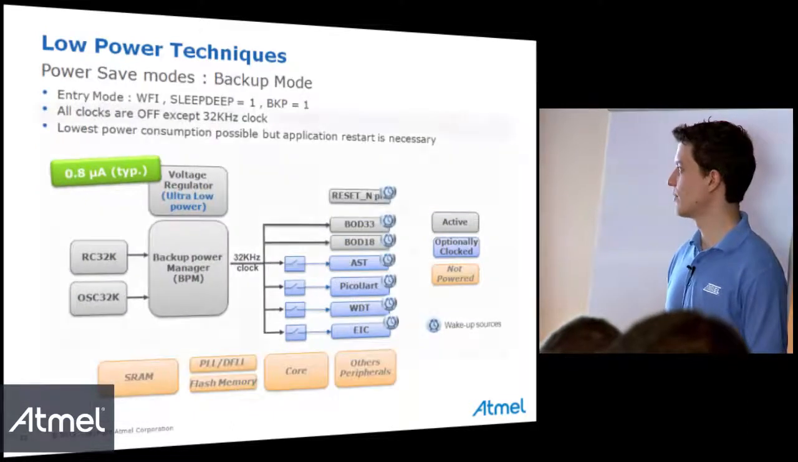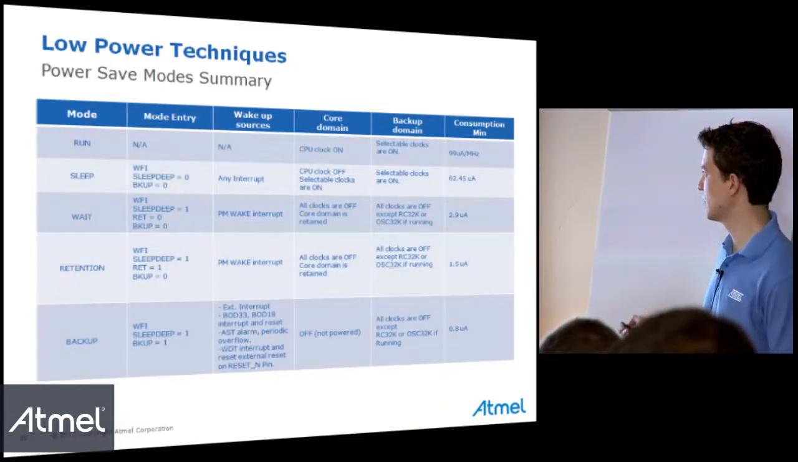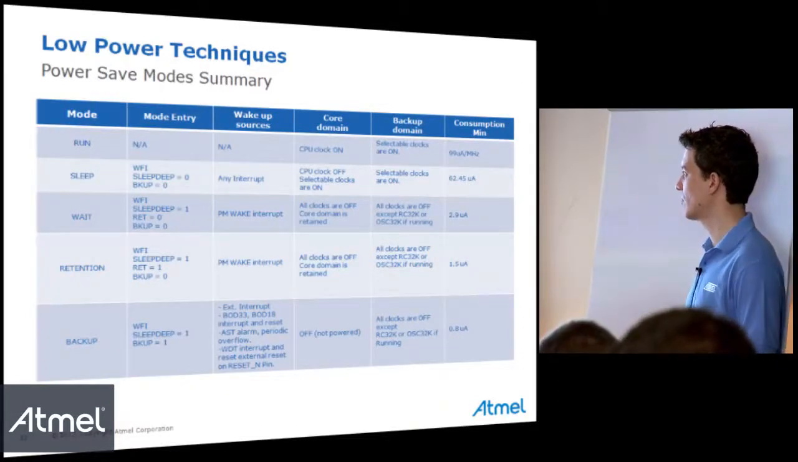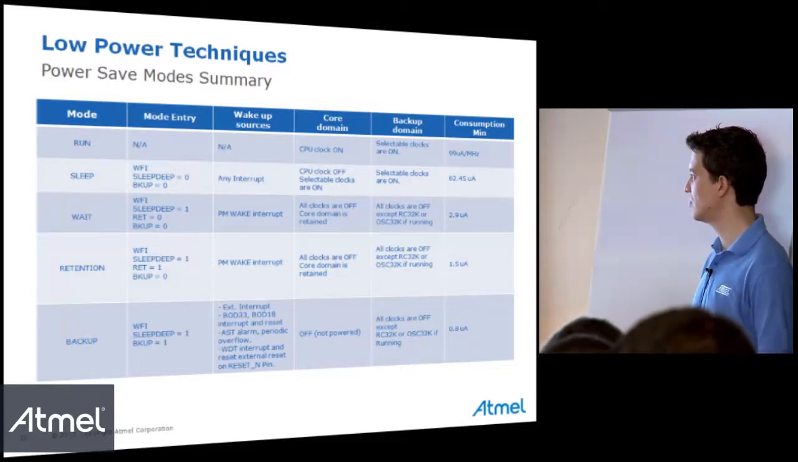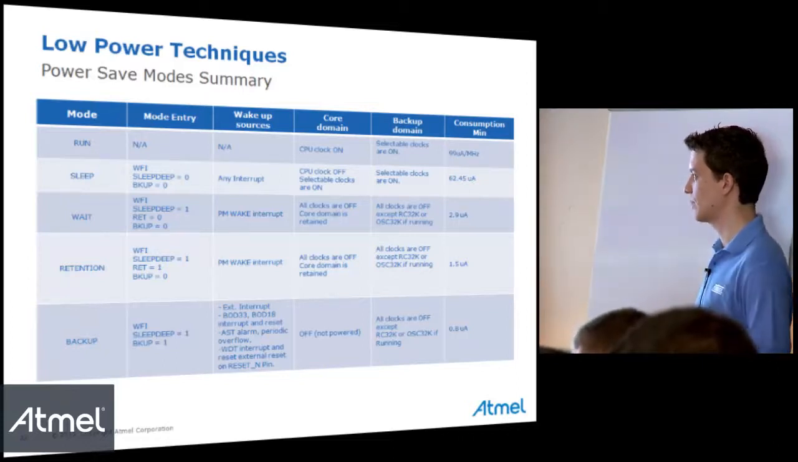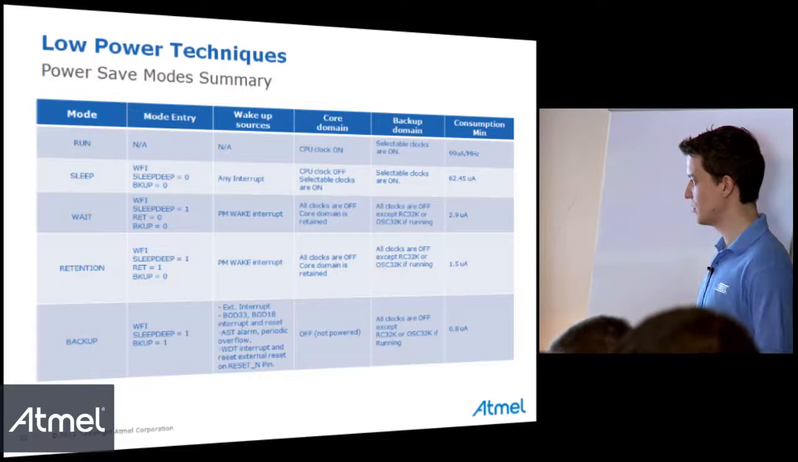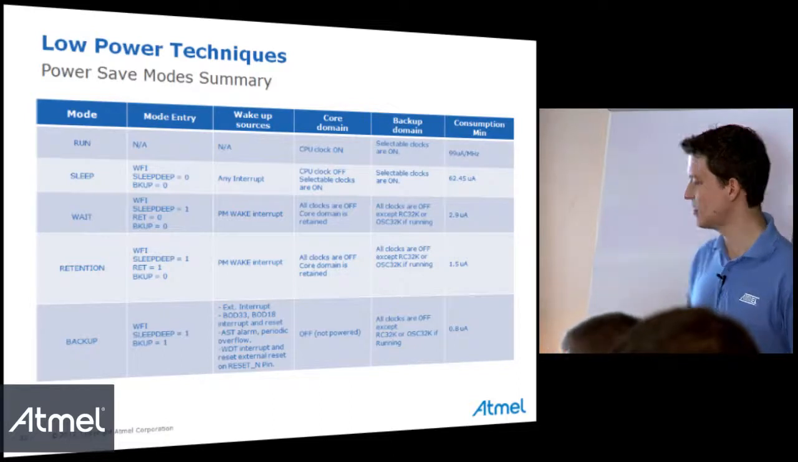Okay, so just to summarize in a table: run mode is approximately 99 microamp per megahertz. Sleep mode is at 62, can go down to 45 microamp. Wait mode is 2.9 microamp. Retention down to 1.5 microamp, and backup mode at 0.8 microamp.